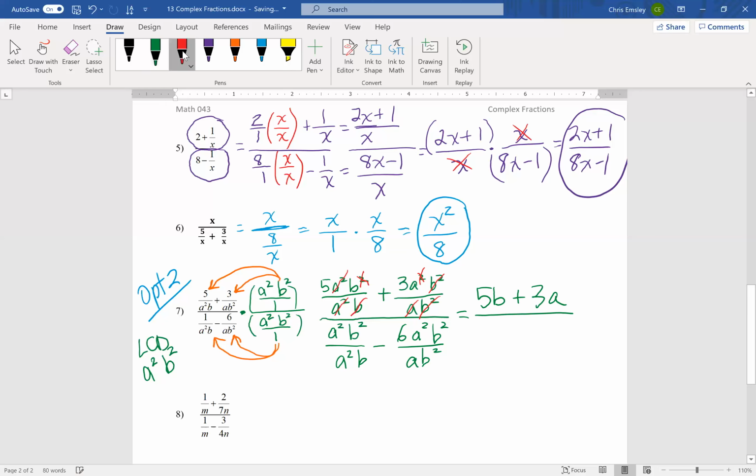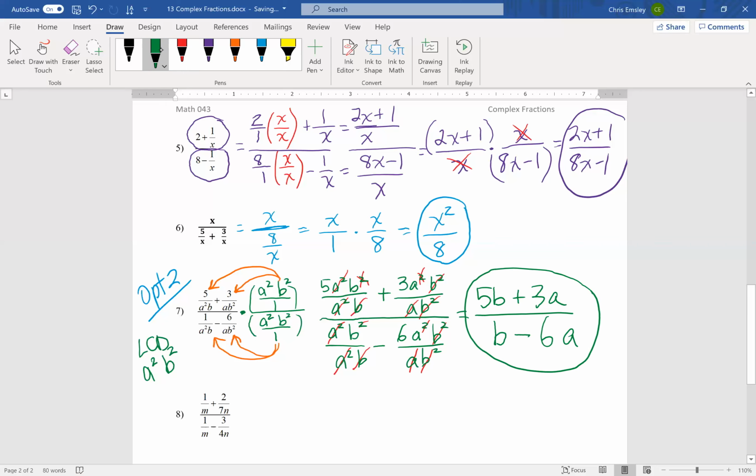In the denominator, the a squareds cancel. One of these b's cancels with that one, and we are just left with a single b. And then this time, one a cancels and both b's cancel, so we are just left with 6a. And that is fully reduced. Okay, that is option number 2.